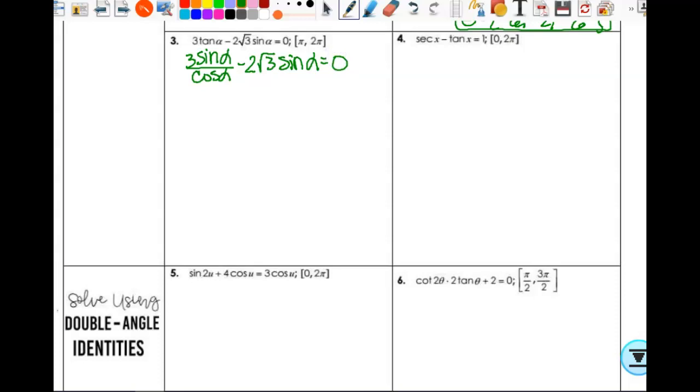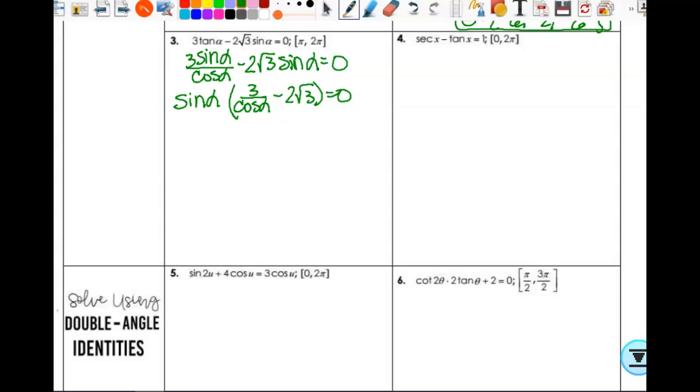Now, I'm mixing sine and cosine here, but that's okay because I have 2 terms, and in those 2 terms I have a GCF. Can I factor out a GCF? What is my GCF? Sine, right? So I can factor out the sine alpha. So sine alpha times 3 over cosine alpha minus 2 square roots of 3 equals 0. Okay. So now I still have them mixed, but if I use my zero product property, it's not going to matter.